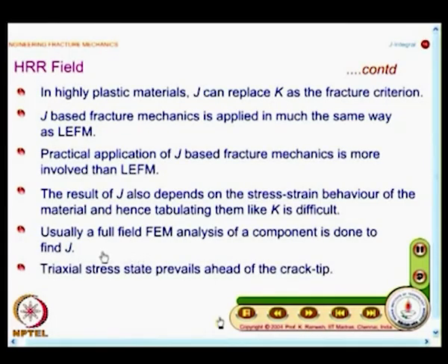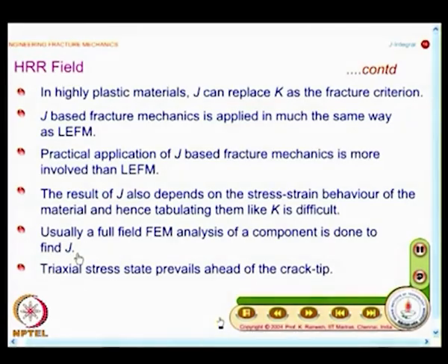So, that is what is mentioned here. Usually a full field finite element analysis of a component is done to find J. Though from a conceptual point of view, J can replace K as a fracture criterion, evaluation of J itself is a challenge. Similar to K1C, you do have test methods to find out J1C. That apart, for a given configuration, finding out J itself is challenging.